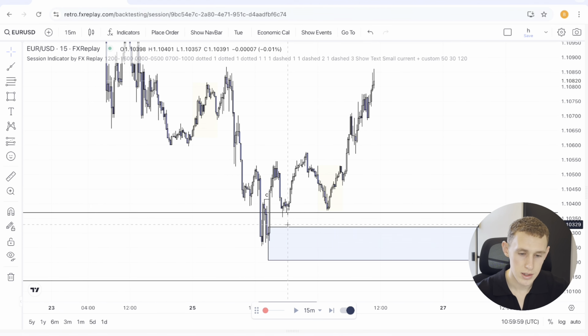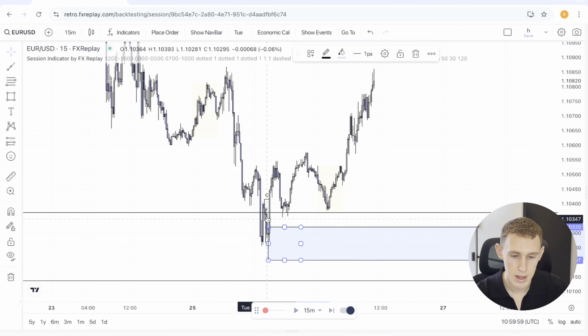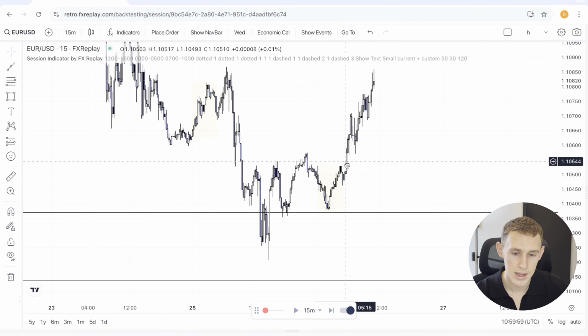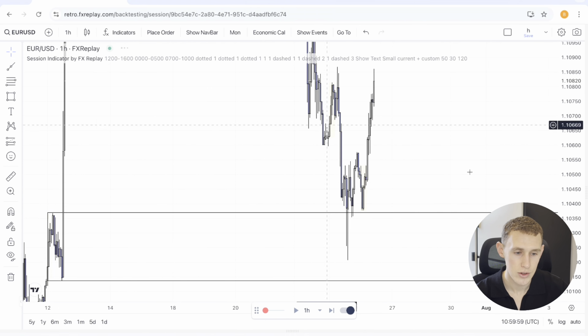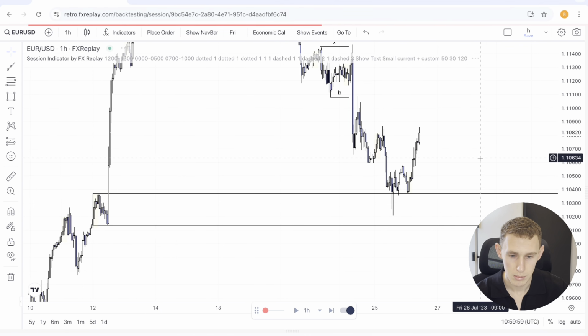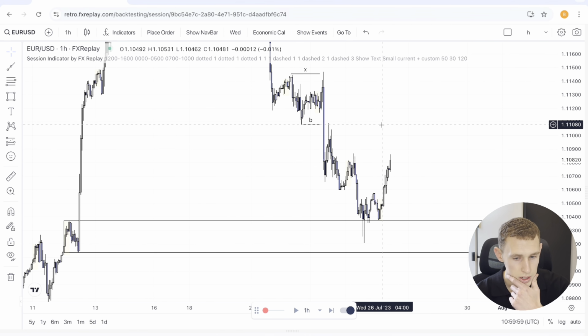Slightly annoying, price slightly missed us and then went to the TP, but that was fine. There wasn't really another valid entry. I was looking out for one, but price didn't really present one in the end.